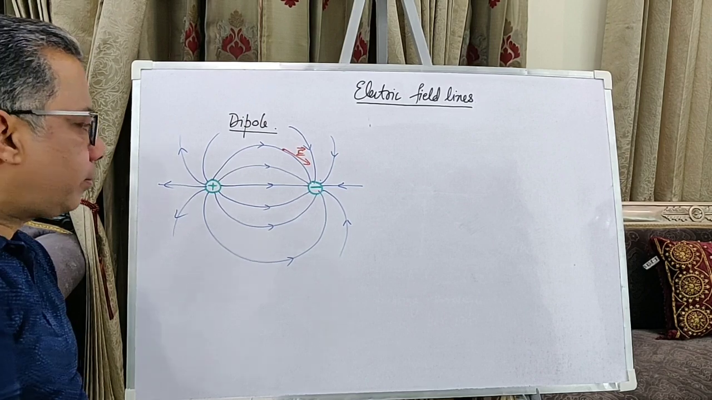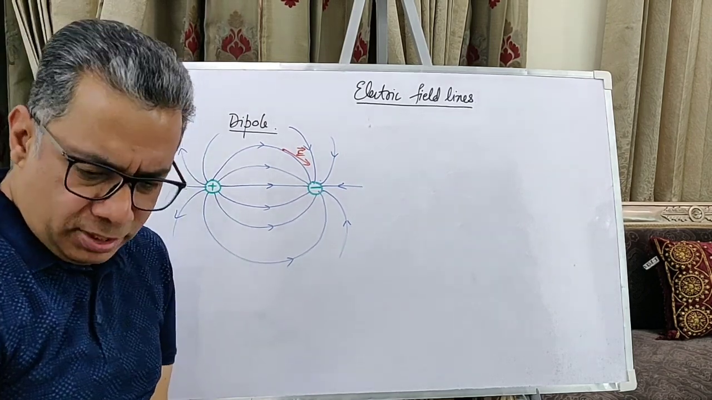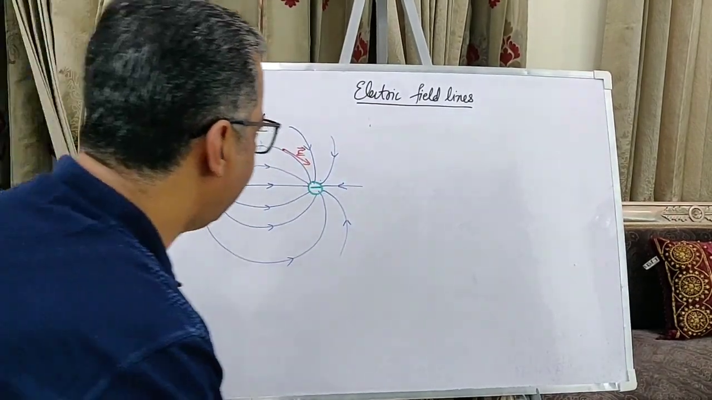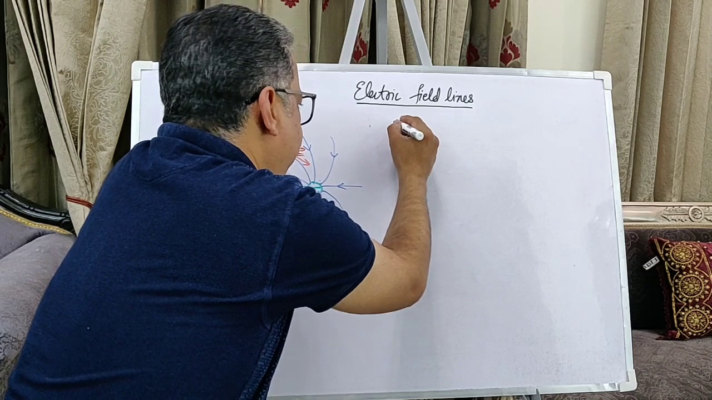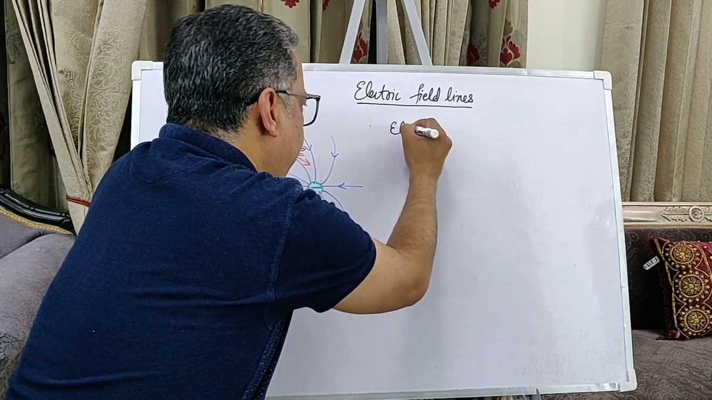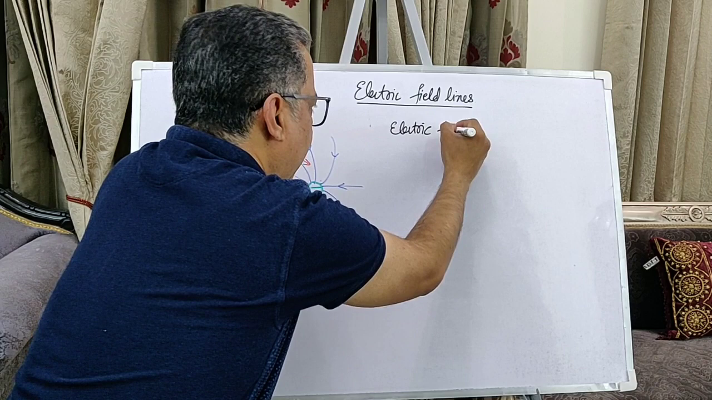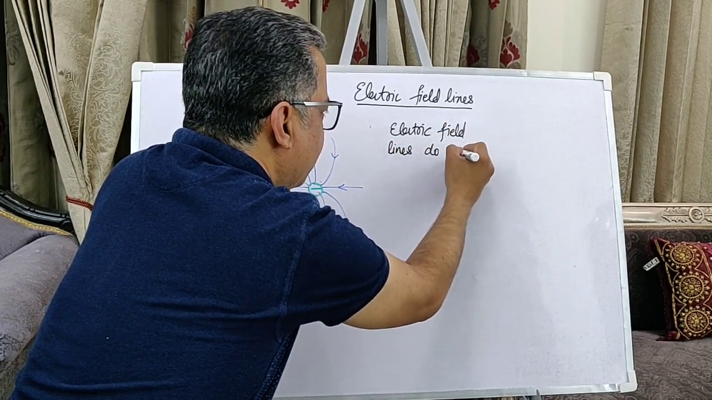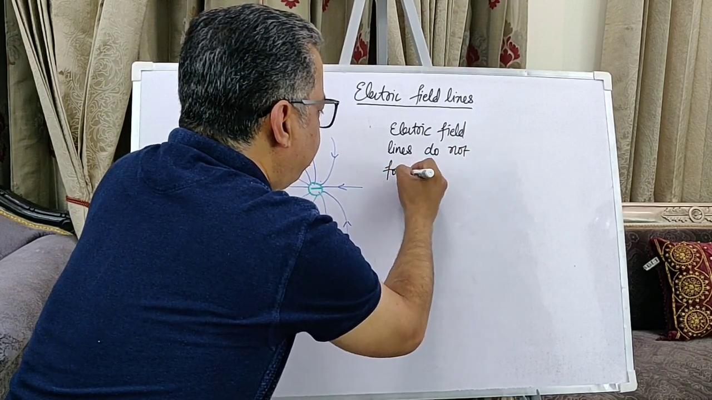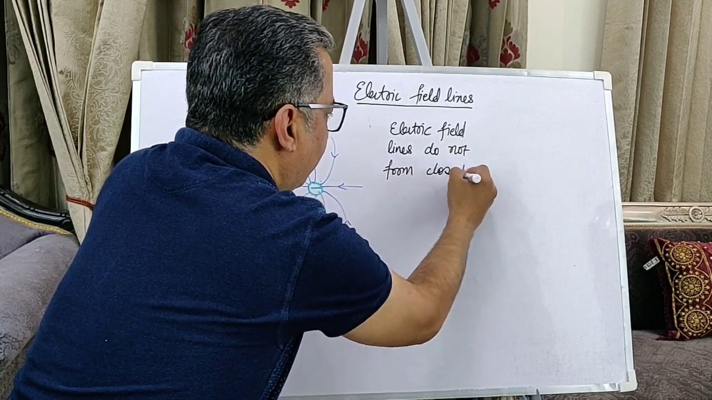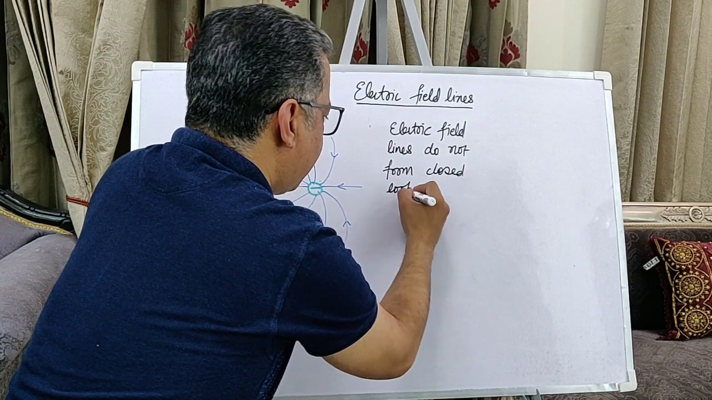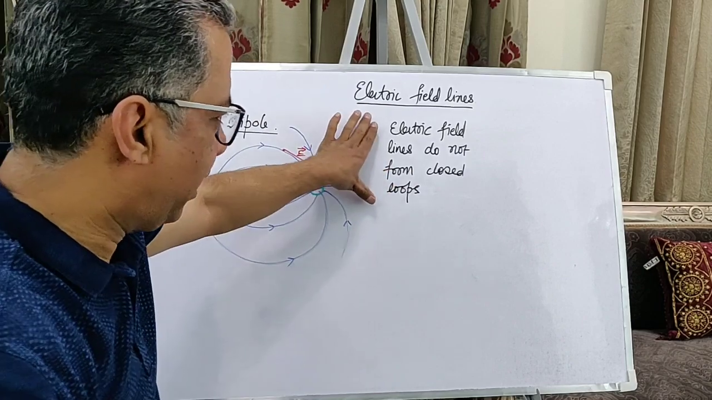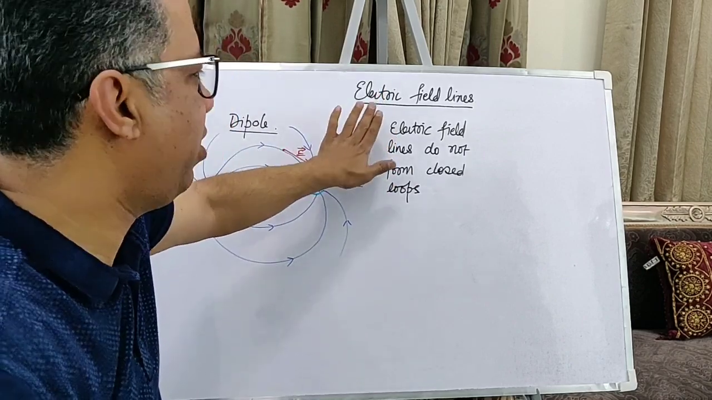Now, another thing that you will always observe about these field lines produced by static charges is that these field lines do not form closed loops. Now, there is a caveat here. There is something you need to be careful about. This is not always the case.